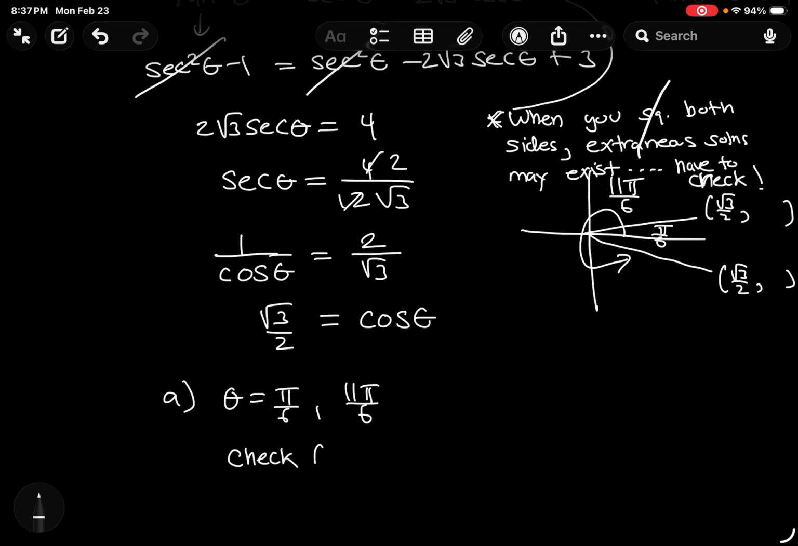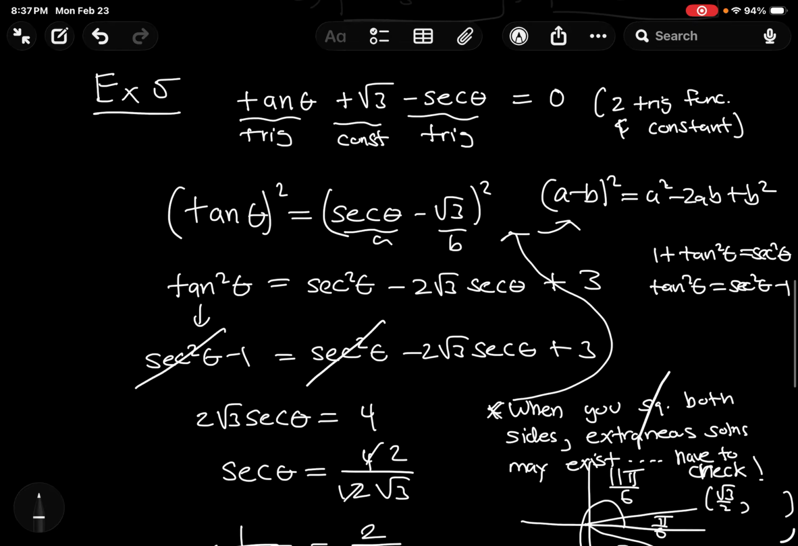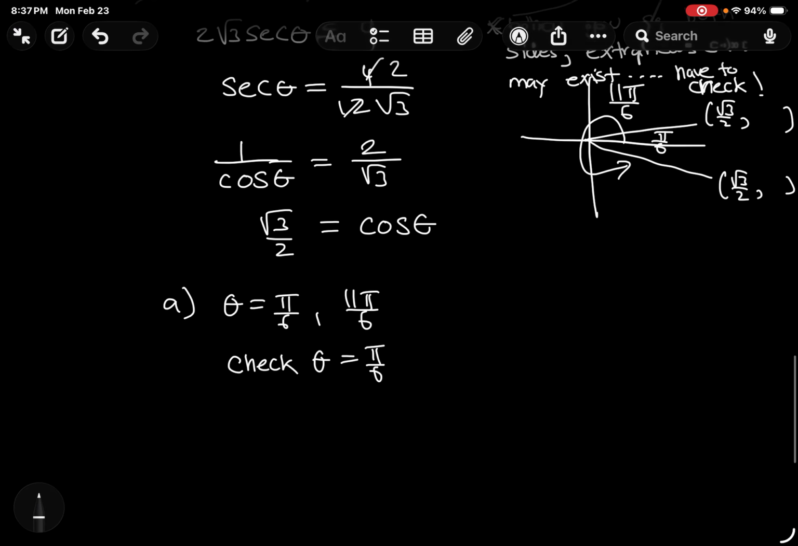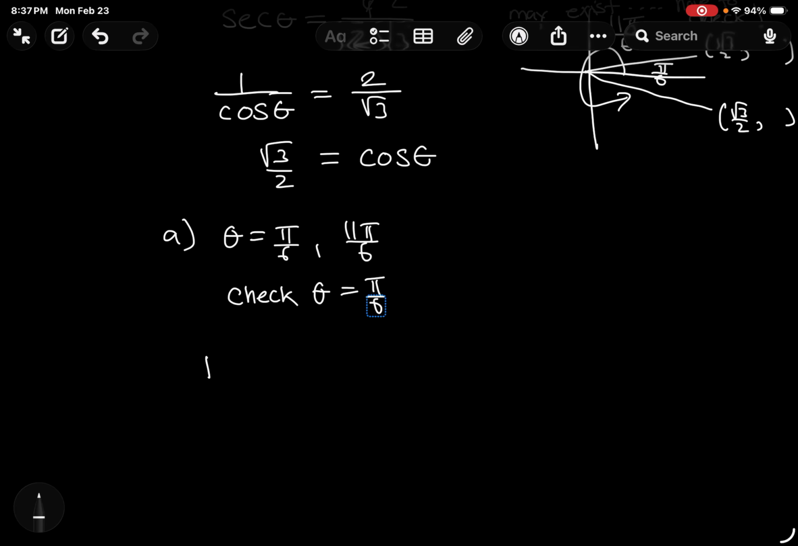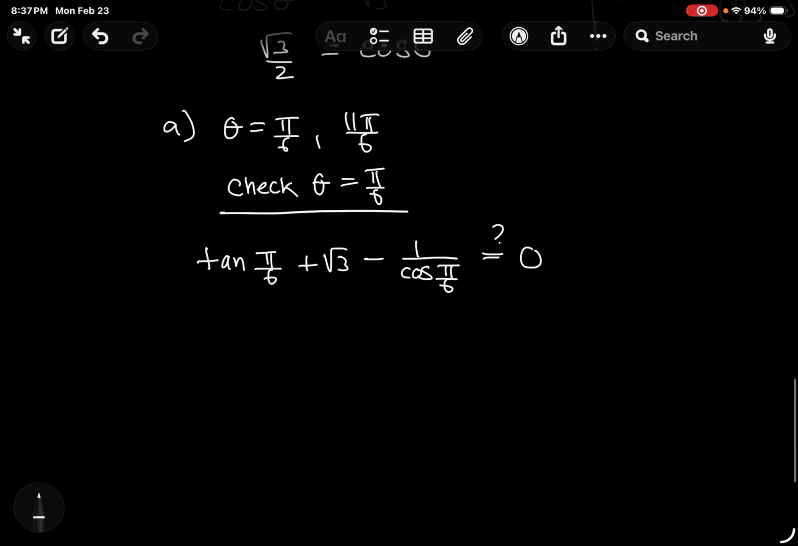Theta is equal to pi over 6 into the original equation. So tangent of theta plus root 3 minus secant of theta, does it equal 0? Tangent of pi over 6 plus square root of 3, and then minus secant of pi over 6, same thing as 1 over cosine of pi over 6. Yes, this is going to get a little bit tedious, but if you don't do it, you might get an extraneous solution.